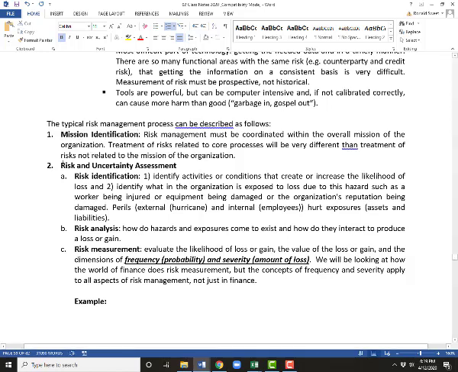Once you know why you exist, then you start assessing what can go wrong. And you do that in 3 steps: risk identification, risk analysis, and risk measurement. We'll be doing some risk measurement. That's what our next Excel application is all about.